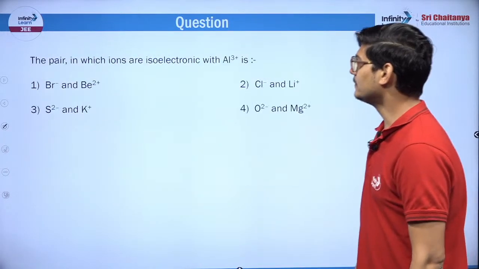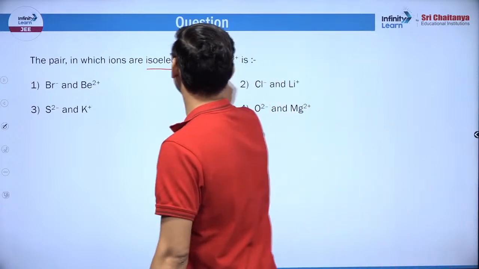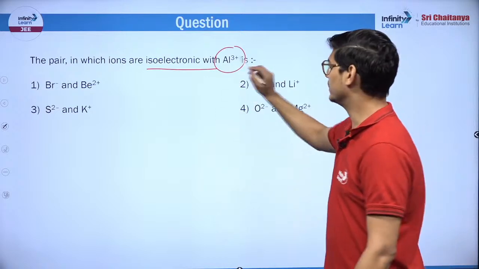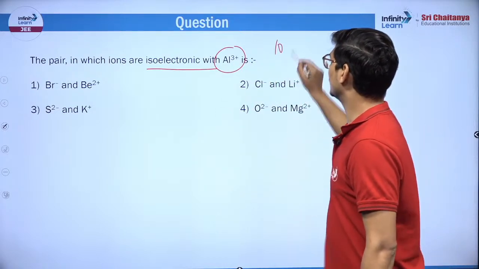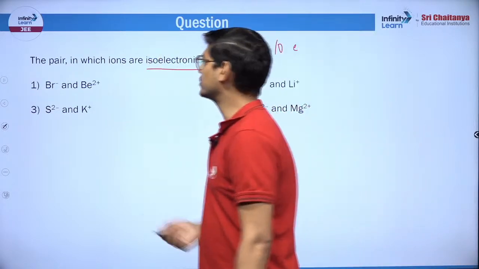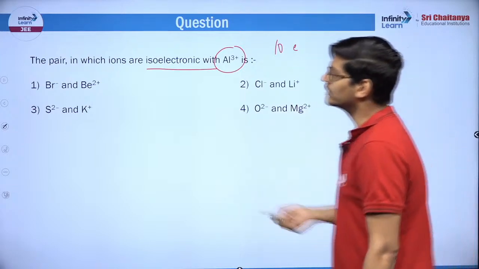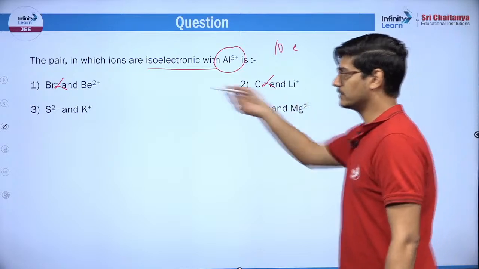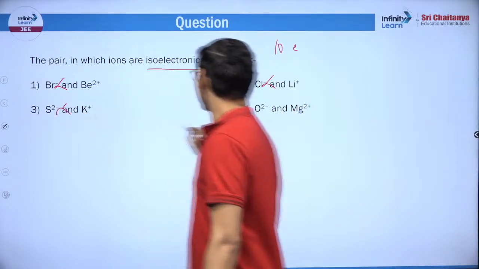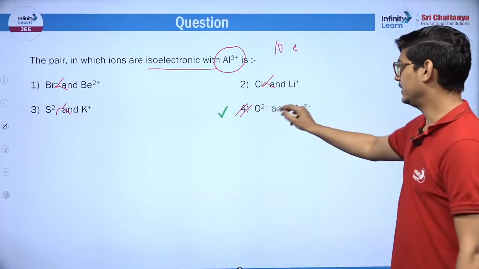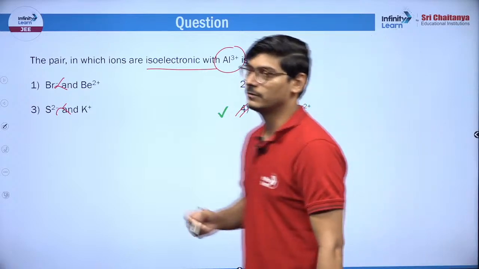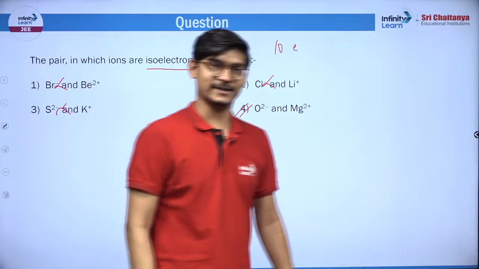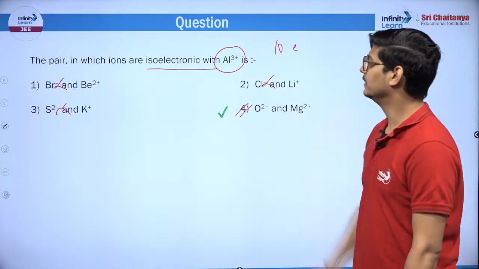All right. The pair in which ions are isoelectronic with aluminum ion. It's very simple. Aluminum has 13 electrons, so aluminum ion 3 plus will have 10 electrons. Now you just have to find out in which case both the species contain 10 electrons each. So bromide ruled out, chloride ruled out, right? Because 36, 18 electrons, sulfide ruled out. So the only option left is this one, right? Oxygen 8 plus 2, 10 and magnesium 12 minus 2, 10. So 10 electrons each in this case. So this is the correct answer. Clear guys? Such a simple question, okay?